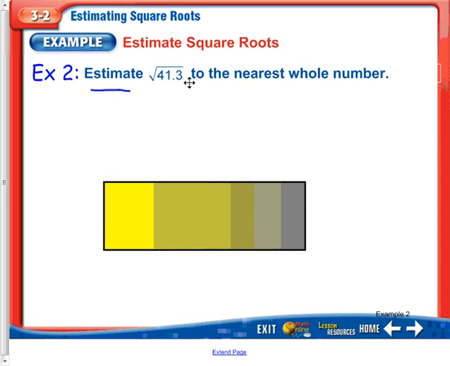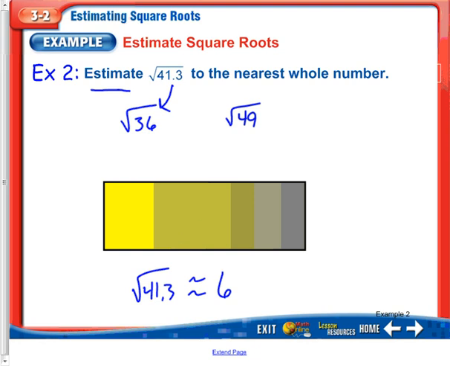So the square root of 41.3. So again, think of your perfect squares that are close to that. So we have the square root of 36, and we have the square root of 49. And so the square root of 41.3 fits right in here somewhere. We know that 36 to 41, the difference is about 5. 36 plus 5 is 41. And from 41 to 49, the difference is about 8. So it's just a little bit closer to the square root of 36. So what we're going to say is the square root of 41.3 is about 6.